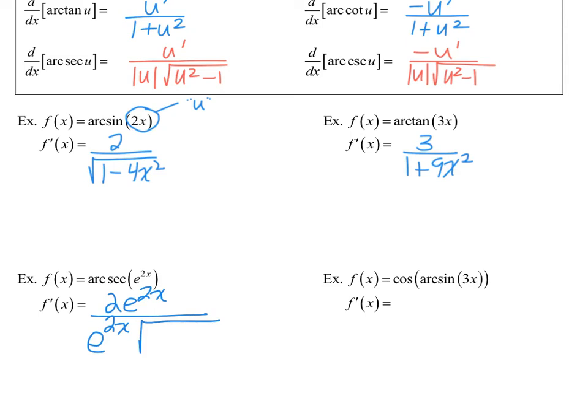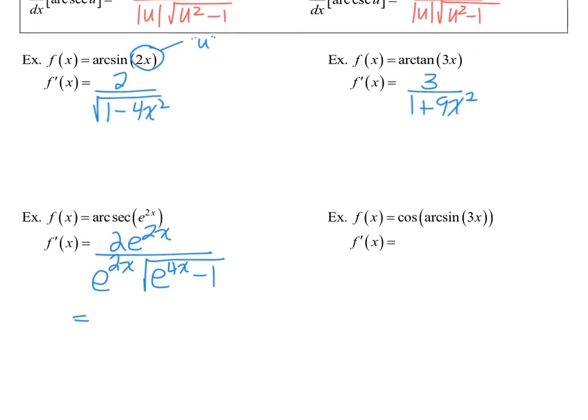All right. On the inside, I'm squaring my u, so I'm squaring e to the 2x. So e to the 2x squared is what? E to the 4x. So this one would clean up a little bit, solely based on the fact that that absolute value goes away, and that is 2 over the root of e to the 4x minus 1.